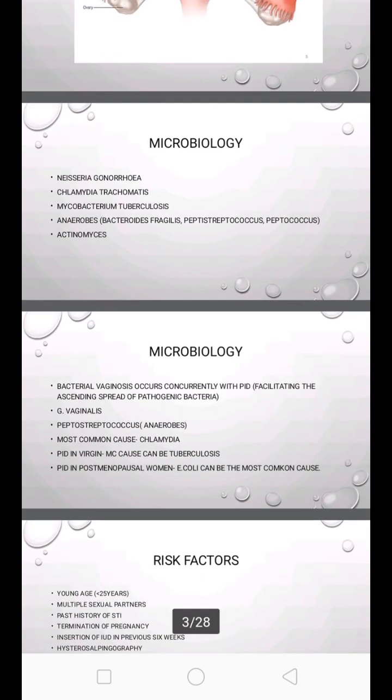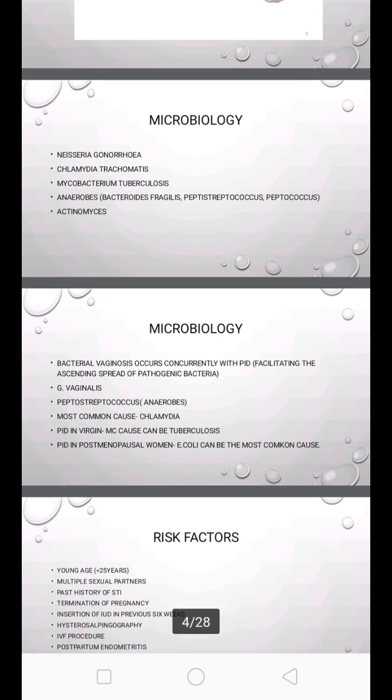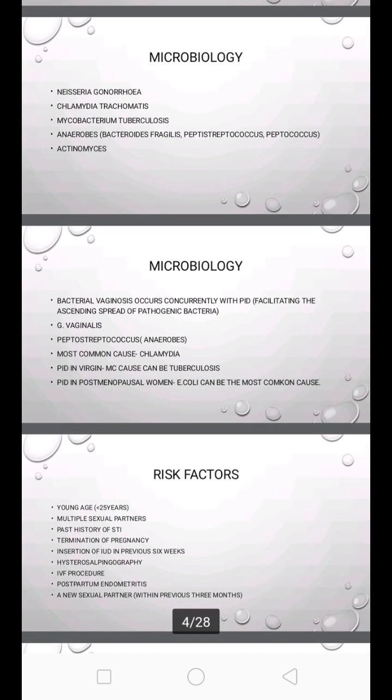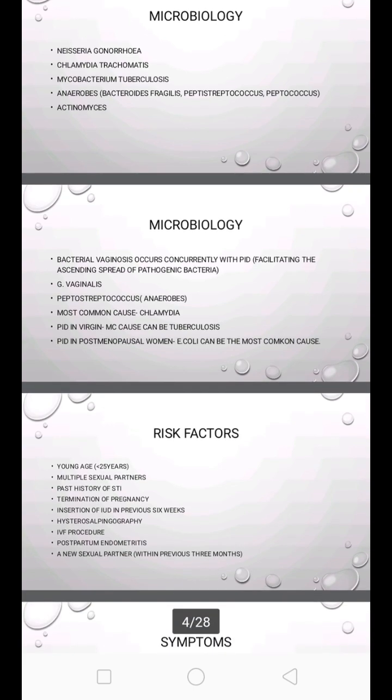Microbiology: these are the organisms that cause pelvic inflammatory disease, including Neisseria gonorrhoeae, chlamydia, mycobacterium, and anaerobes. Anaerobes include bacteroides, streptococcus, and actinomyces. Bacterial vaginosis occurs with PID, facilitating the ascending spread of pathogenic bacteria. Gardnerella vaginalis and anaerobic streptococcus cause PID. The most common cause of PID overall is chlamydia.